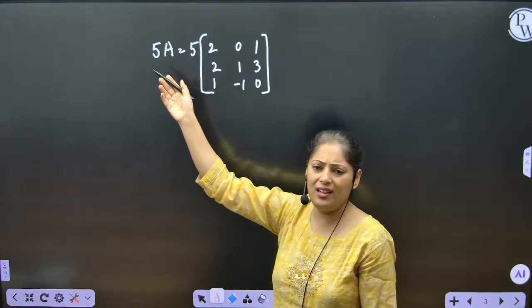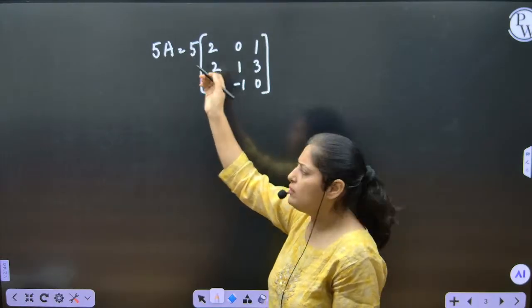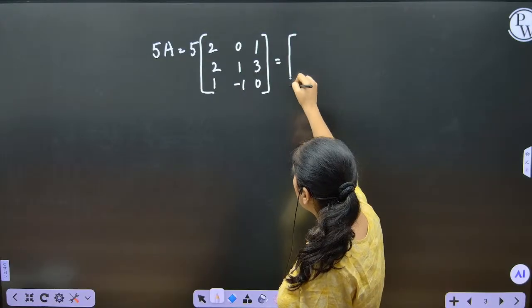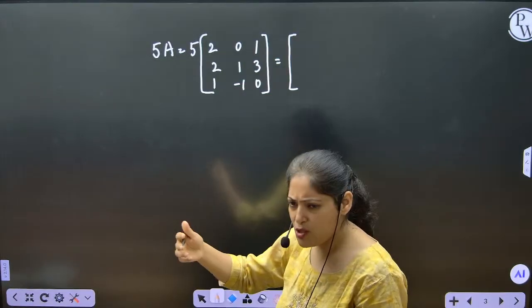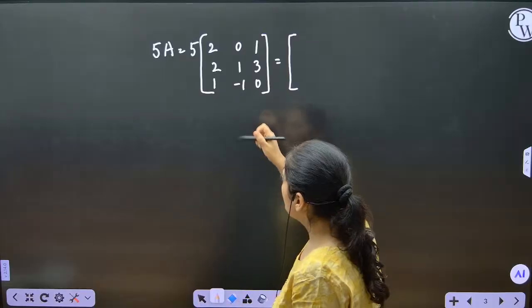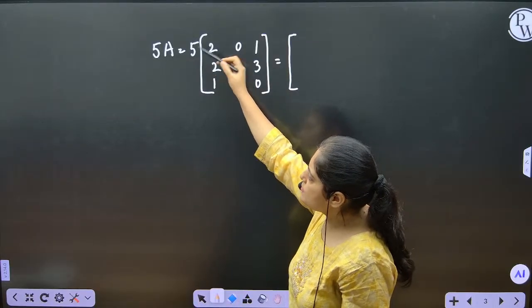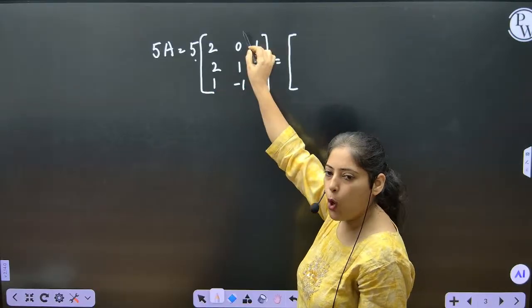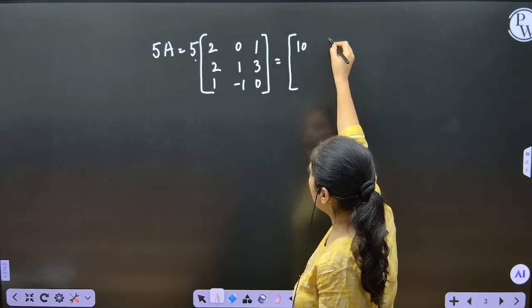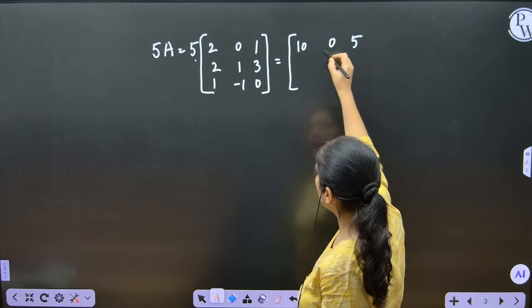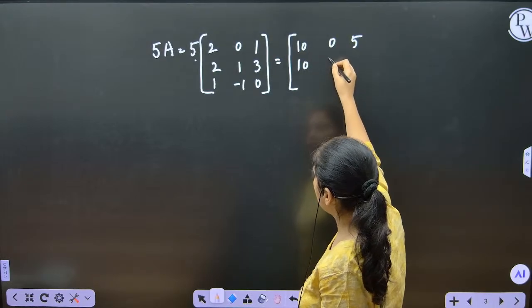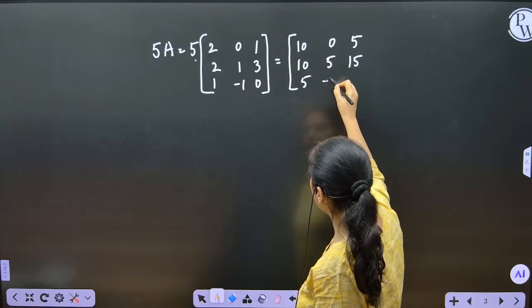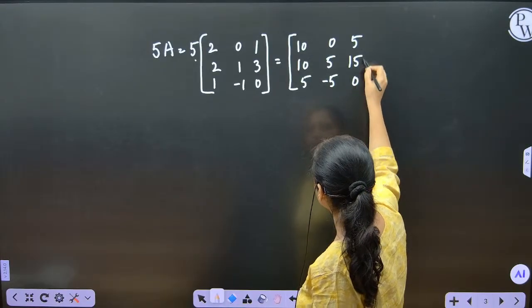So again this concept I have told you prior only, in the last class or the last to last class. So what it will become, this 5, this scalar will be multiplied with all the elements. 5 twos are 10, 5 zeros are 0, 5 ones are 5, 5 twos are 10, 5 ones are 5, 5 threes are 15, 5 ones are 5, 5 into minus 1 is minus 5, 5 zeros are 0.